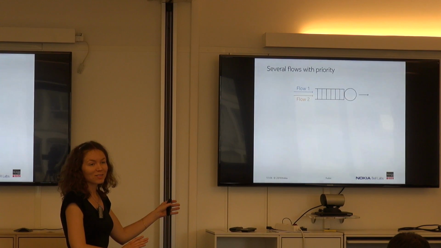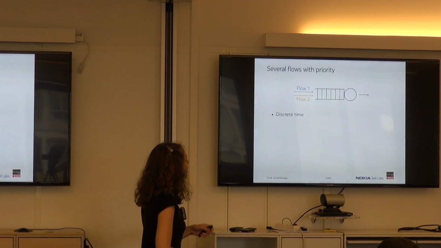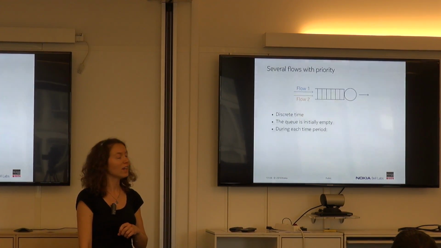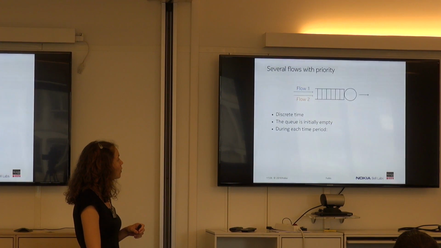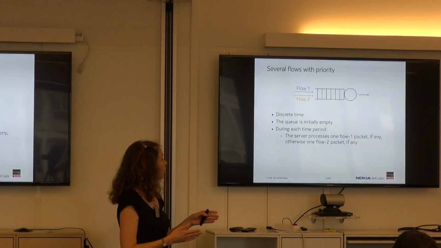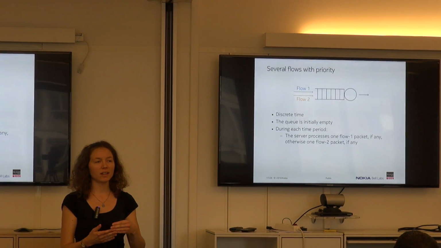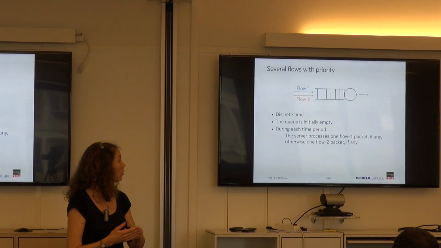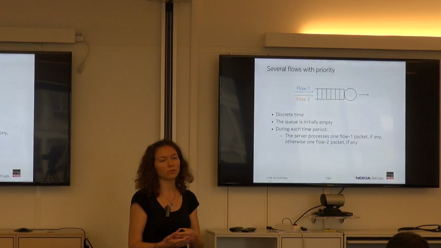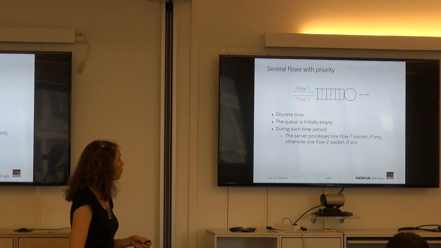So now we still have a single server queue, but now we have two flows of arrivals with priorities. As I said before, we still have discrete time. The queue is initially empty, but now you have two flows, and during each time period the server will process one packet from flow 1, if there's any. Then if there's no packet from flow 1, the server will process a packet from flow 2. Otherwise, it won't process any packets. So flow 1 has priority over flow 2.